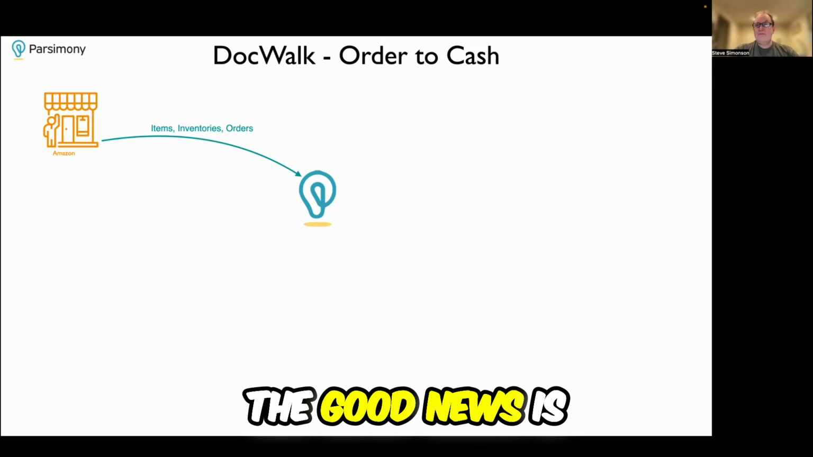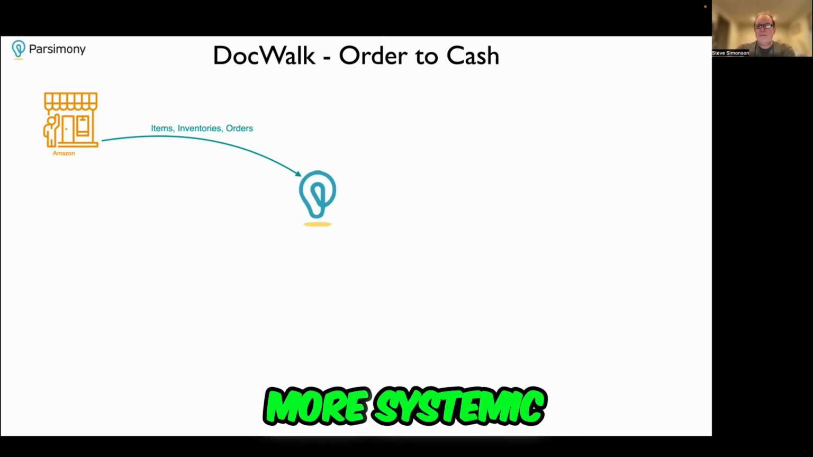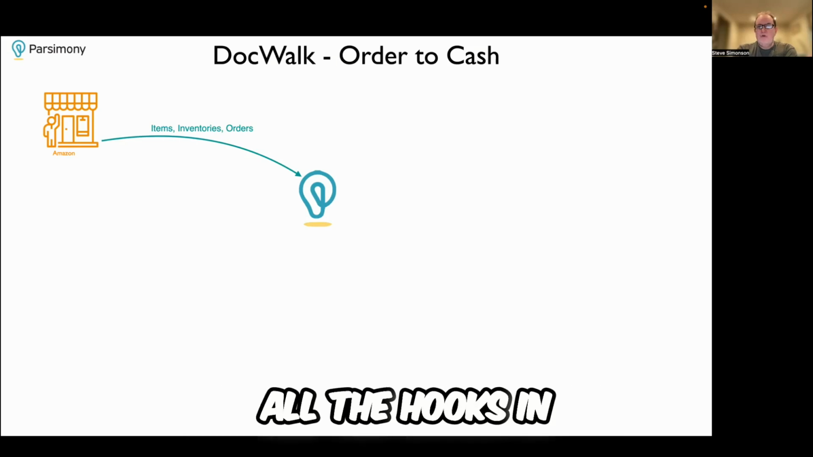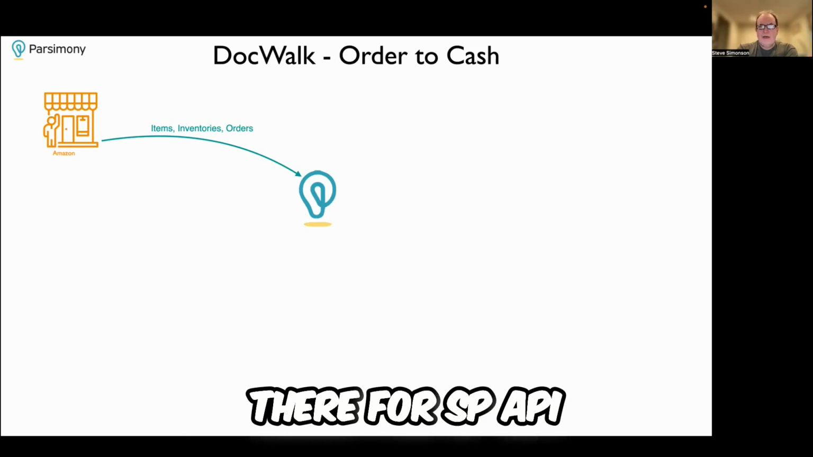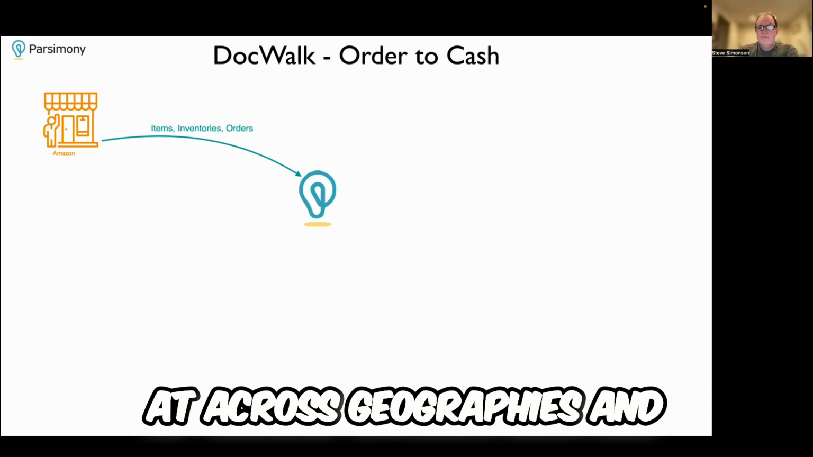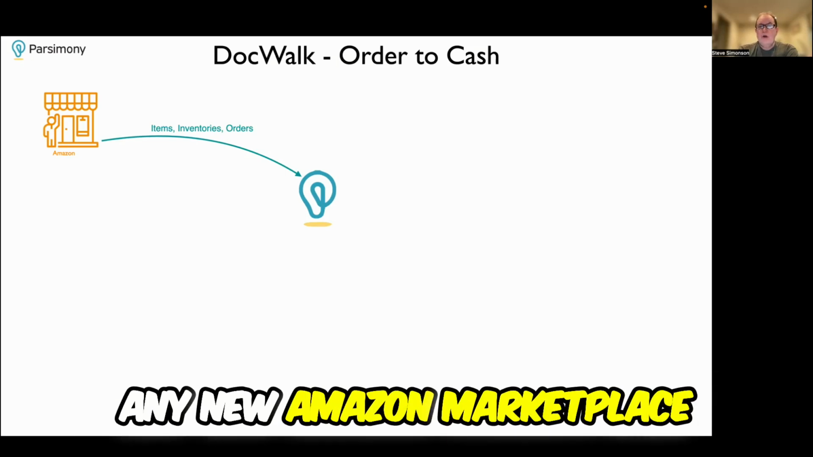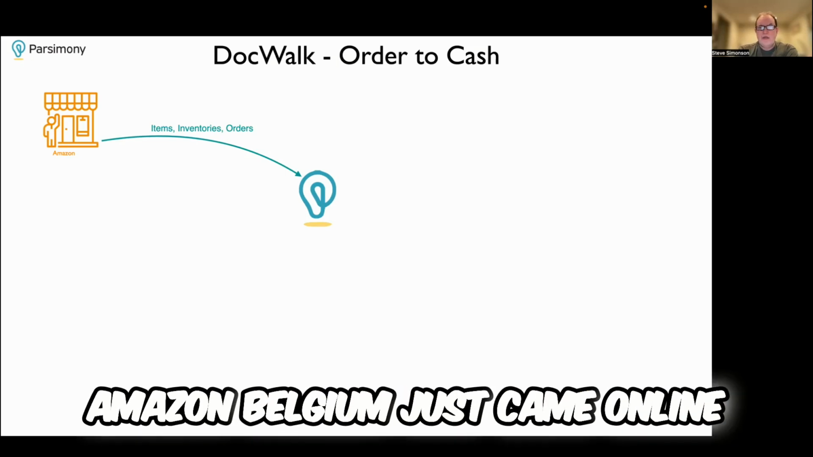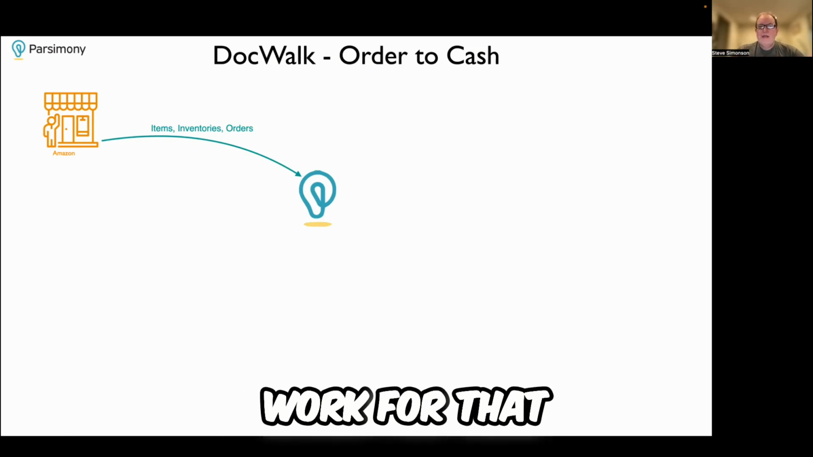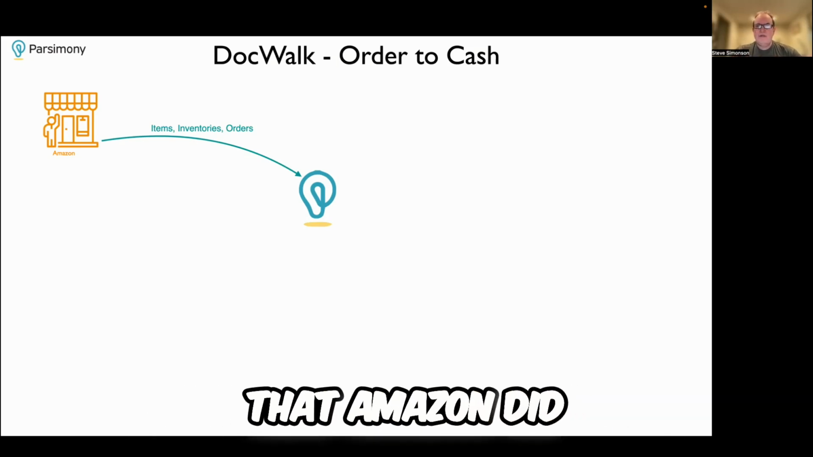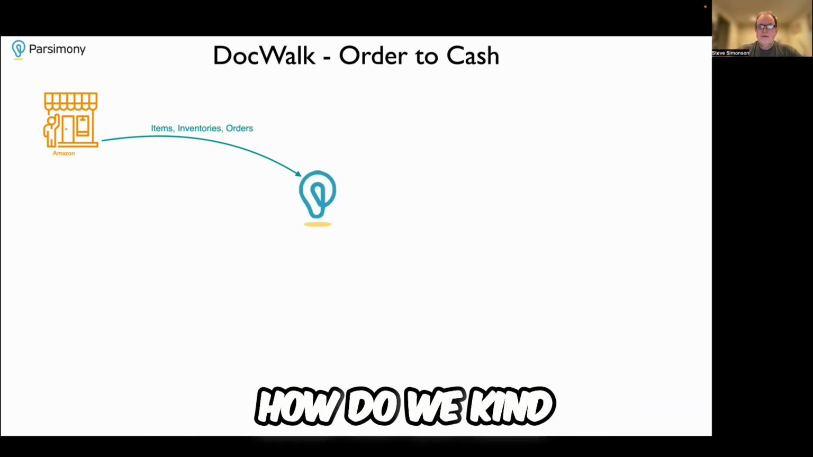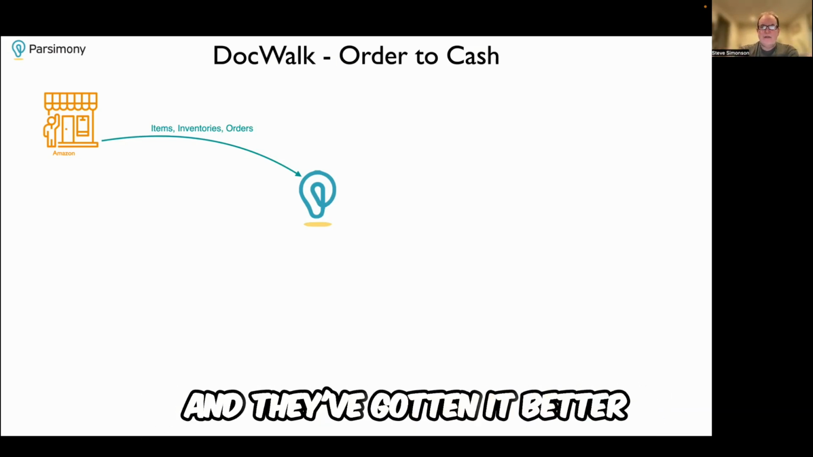The good news is SP API is much more systemic. It's much more consistent globally. And so once you have all the hooks in there for SP API, that means you're kind of prepared to look at across geographies. And any new Amazon marketplace, Amazon Belgium just came online, SP API will still work for that. And so that systemization that Amazon did, we salute them for that. They really did think about this and say, how do we kind of condense the nonsense? And they've gotten it better.